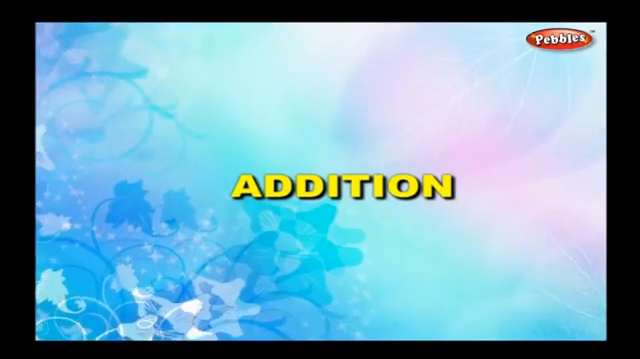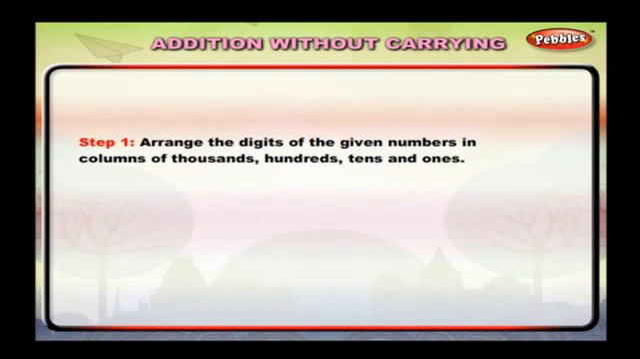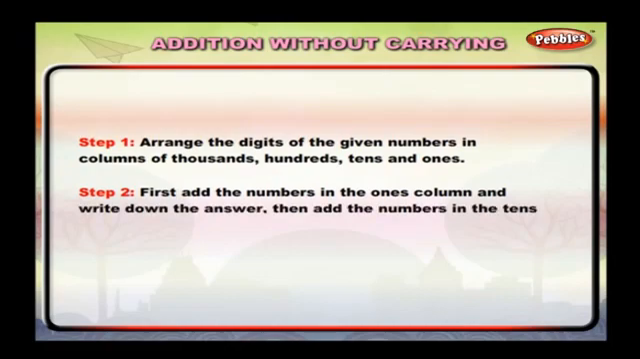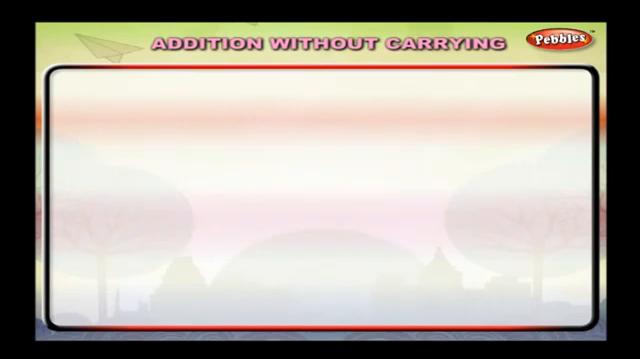Addition. Addition without carrying. Step 1. Arrange the digits of the given numbers in columns of thousands, hundreds, tens, and ones. Step 2. First add the numbers in the ones column and write down the answer. Then add the numbers in the tens column. Then the numbers in the hundreds column. And finally add the numbers in the thousands column. Let us try some examples.